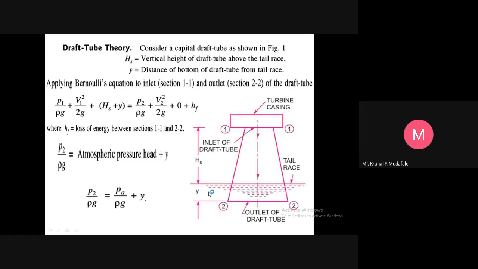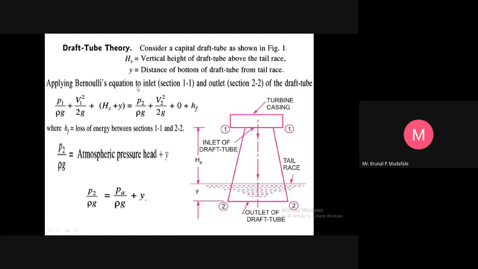Tail race means the water level. And below that water level, how much the tube is submerged, that distance is y. Okay, that is the outlet of the draft tube at section 2, and the inlet of the draft tube at section 1. So how can you find out this pressure? How much pressure will be available, and how much the distance y of the bottom of the draft tube from the tail race is, can be calculated by use of Bernoulli's theorem or Bernoulli's equation.